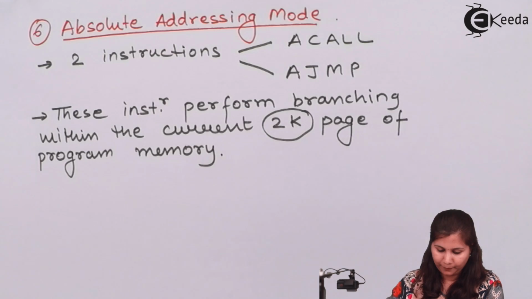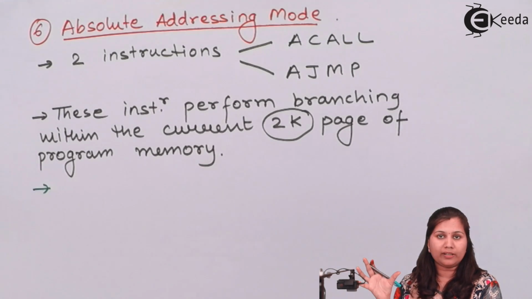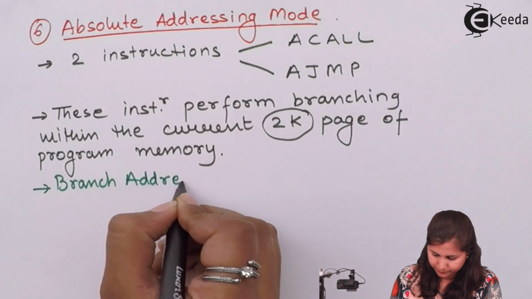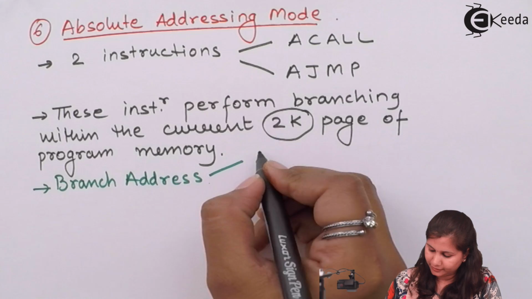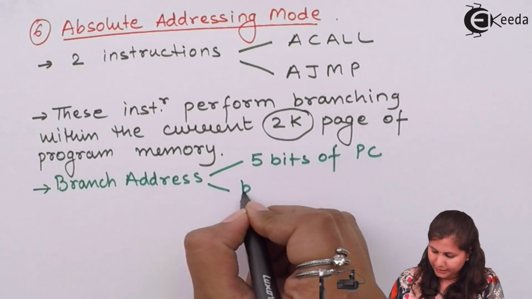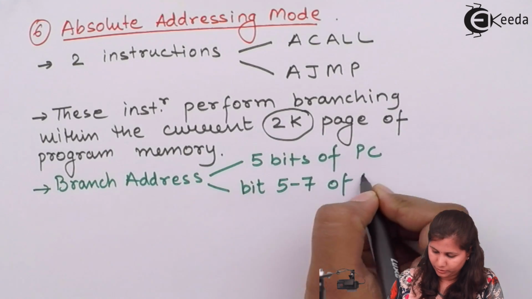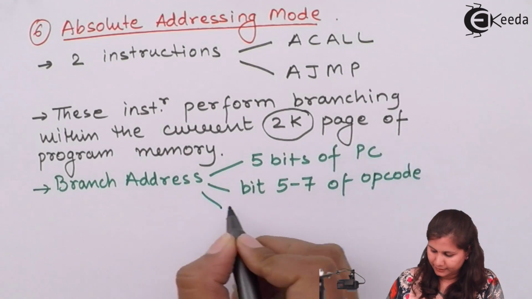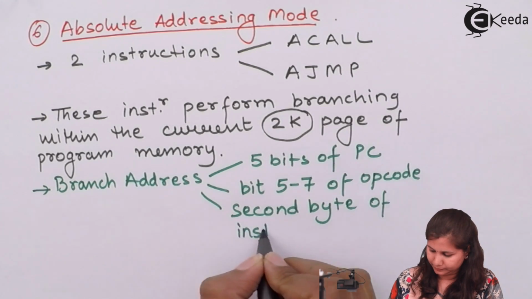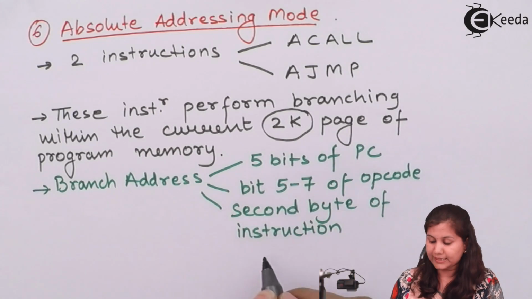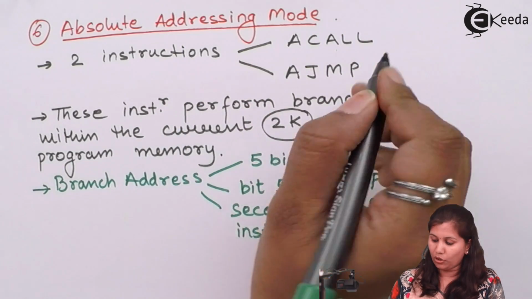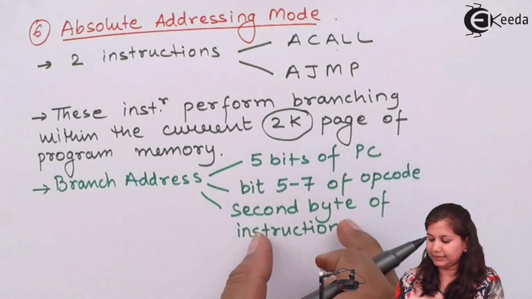How is this done? Because we have to know the address where the microcontroller has to jump. That branch address is obtained by adding the 5 bits of the program counter, then bits 5 to 7 of the opcode, plus the second byte of the instruction. So when we add all these things, we will get the complete address where the microcontroller will jump when these two instructions are called. Or we can say that the absolute address is obtained by adding these contents.